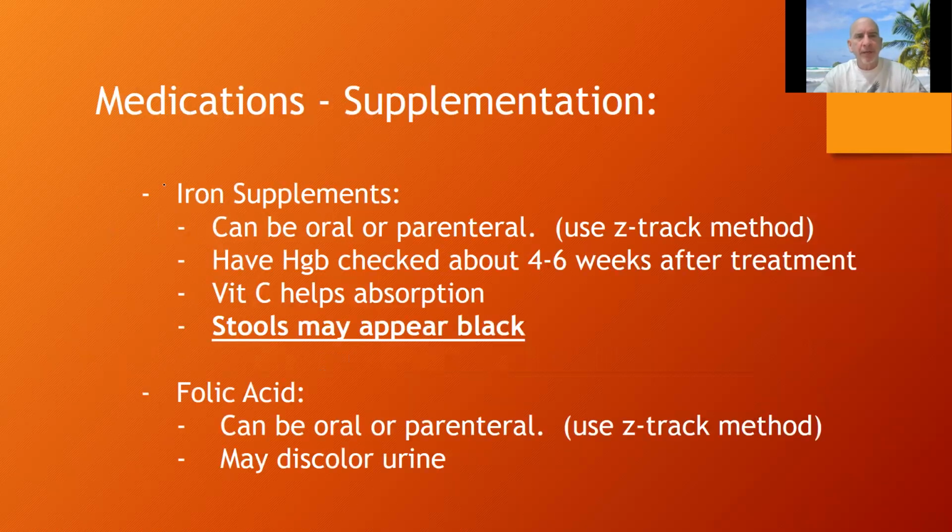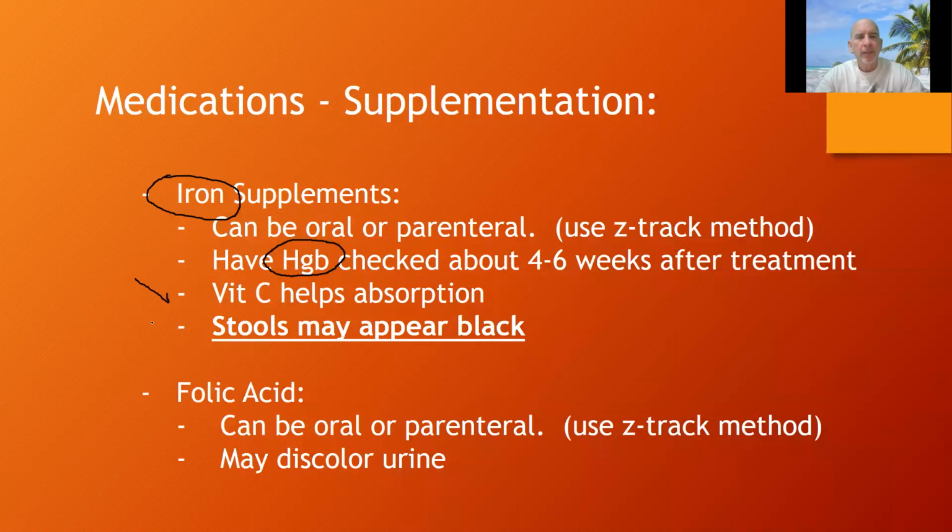Iron deficient anemia, they'll probably be taking an iron supplement. It can be oral or parenteral, in other words, we give them a shot for it. About every 4 to 6 weeks, they should have their hemoglobin checked. There again, like I said before, hemoglobin is the best indicator of somebody having anemia. If they're taking an iron supplement, they might want to take a vitamin C tablet with it, because it helps the iron absorb into the body.